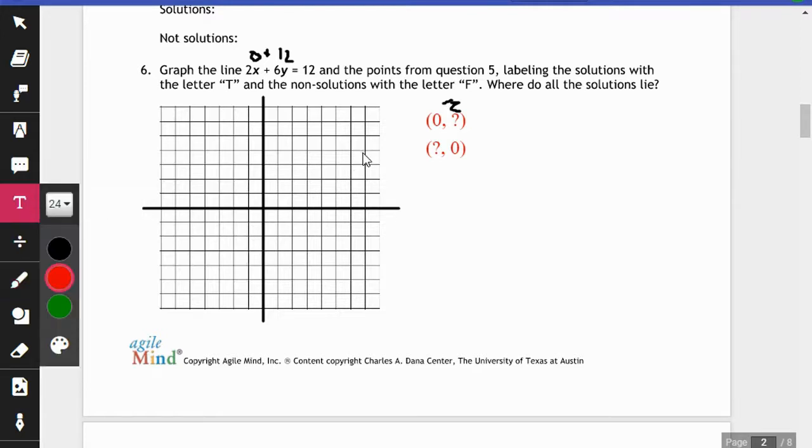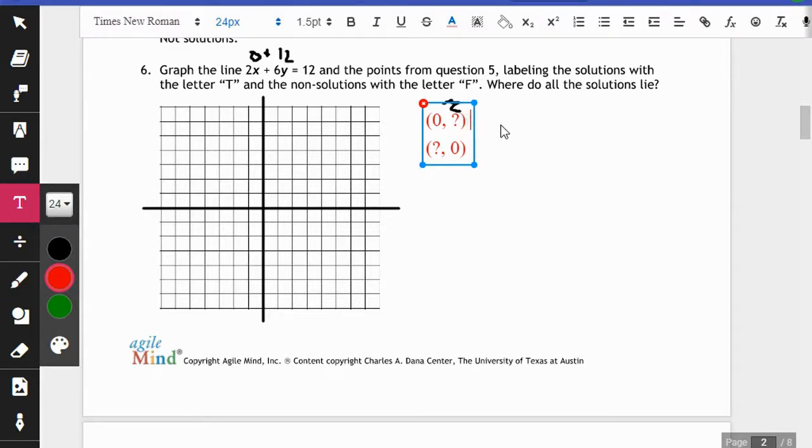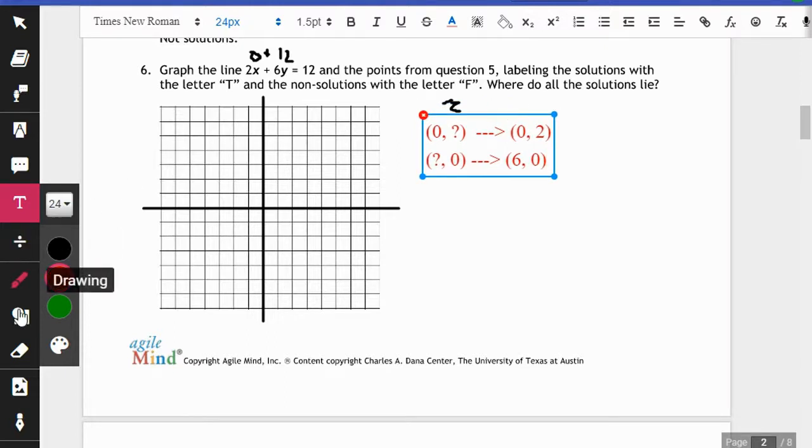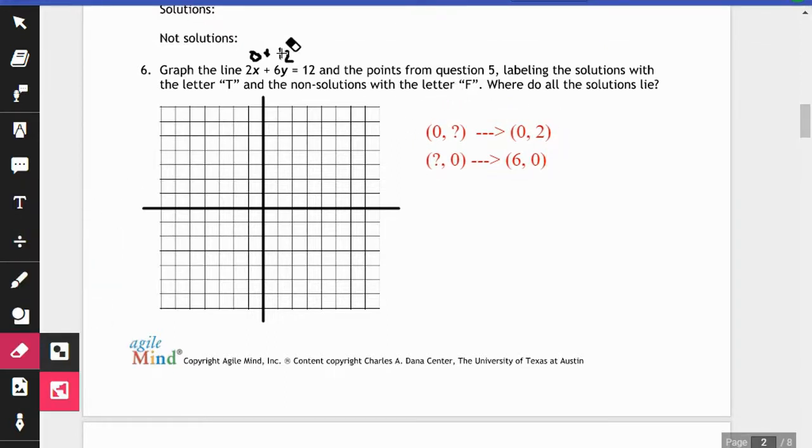Okay. So I'm going to go back in here and we're going to say, if the first number is 0, then the second one has to be 2 because 2 times 6 makes 12. Now, if the second number is 0, I have 2 times what makes 12? 6. So also I can have 6, 0. Why is that useful to me? Because those are 2 points on the graph, on this line. And all I need are 2 points on a line to be able to graph it.